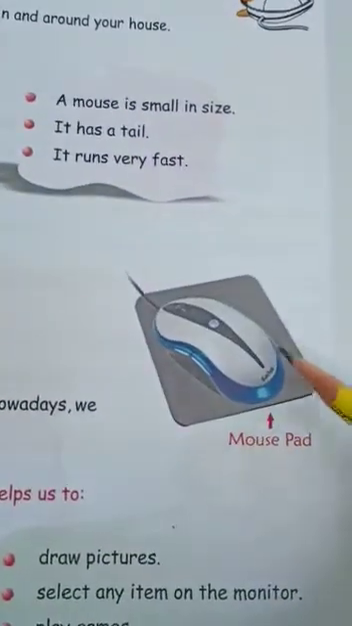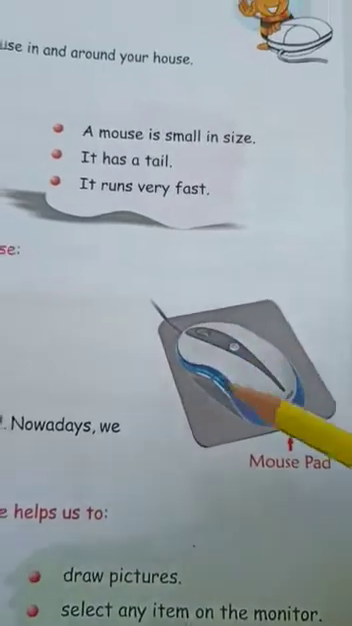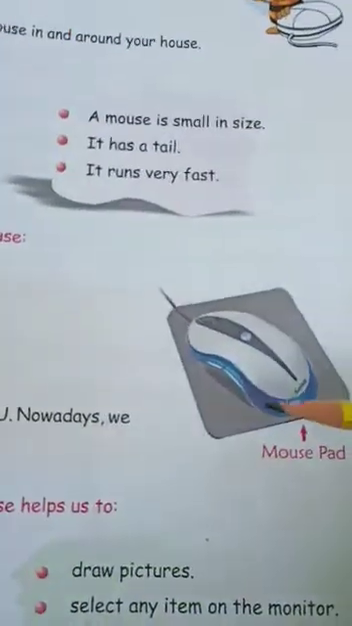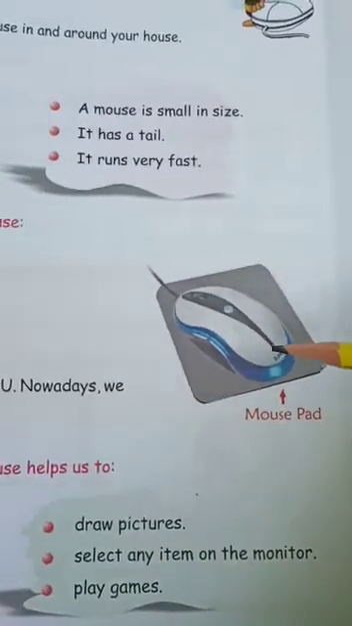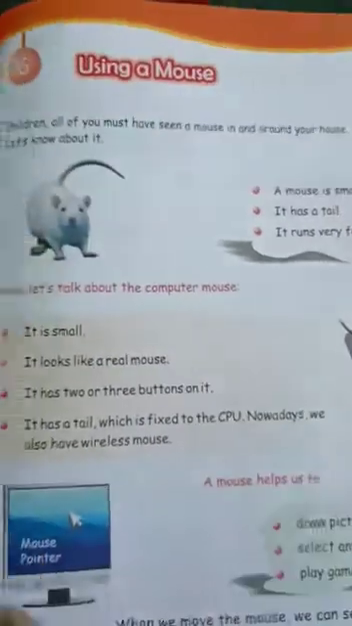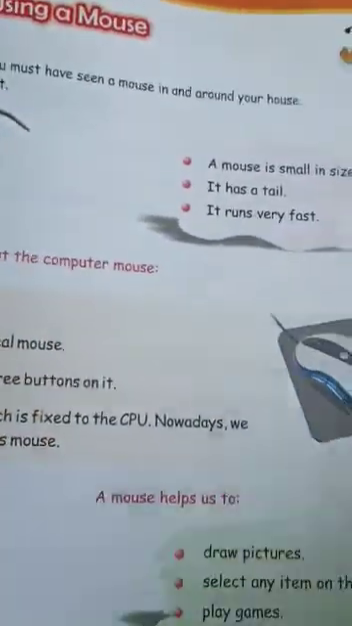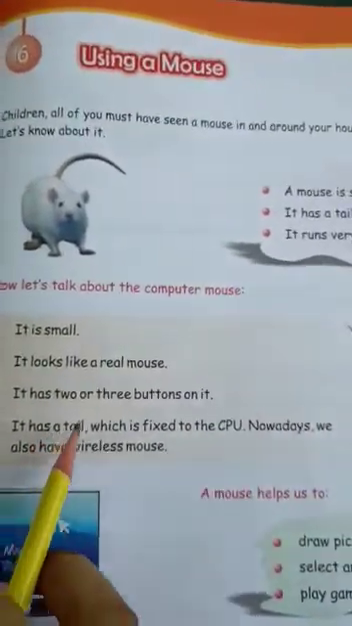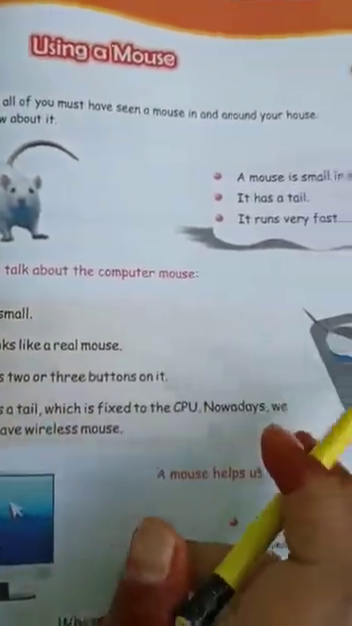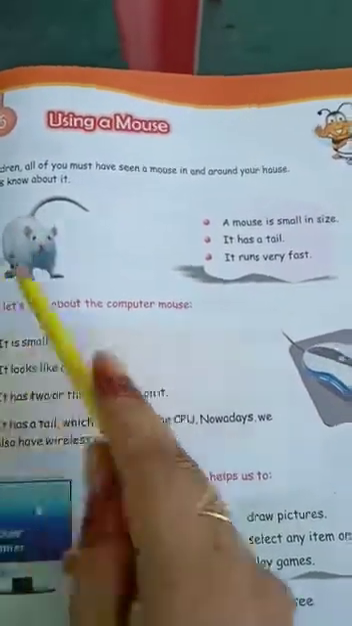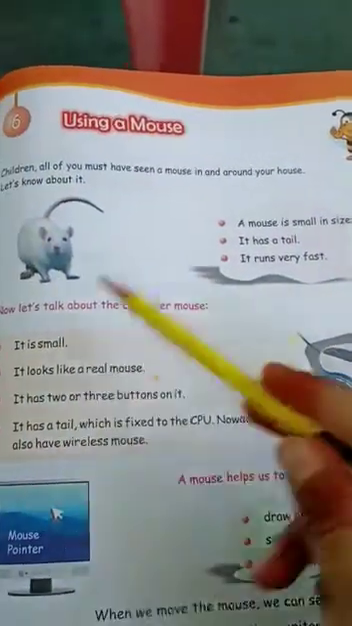See, this is nothing but a computer mouse. It's exactly the same as this, but they have different functions. This is nothing but a mouse, and this is a mouse pad on which we keep the mouse. It is small. Yes, this is also small. It looks like a real mouse. See, does it look like a real mouse or not? Yes, it is small in size. It has a tail and it also has a tail.